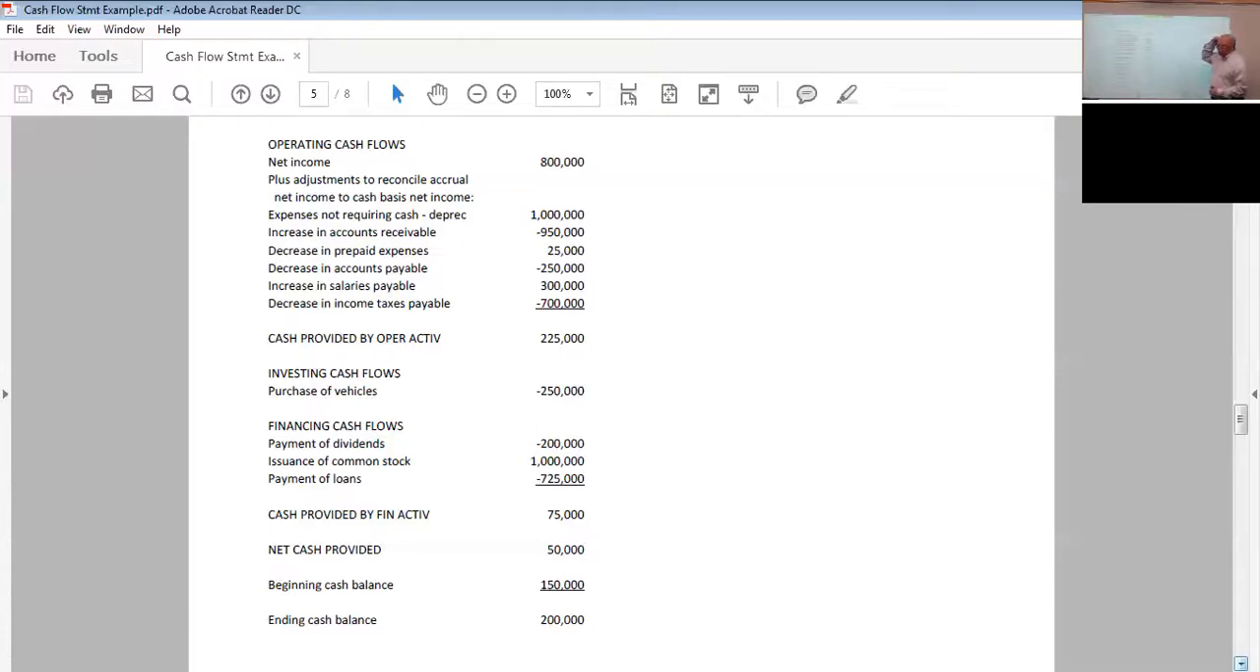The better method is the direct method. Now keep in mind, the only thing that's going to change is this section here. And when we do the direct method, we still need to get to 225, cash provided by operating activities.